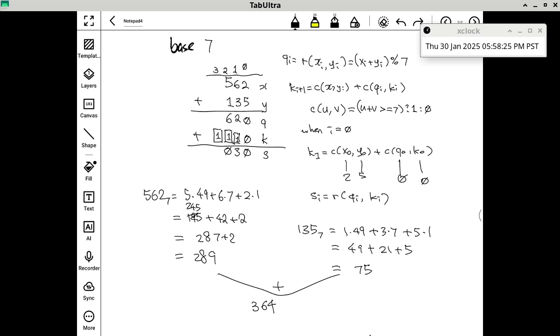We have 0 times 7, so that's a 0. 3 times 7, which is a 21. 0 times 49, which is a 0. And then we also have 1 times 7 cubed, which is 343, I think.